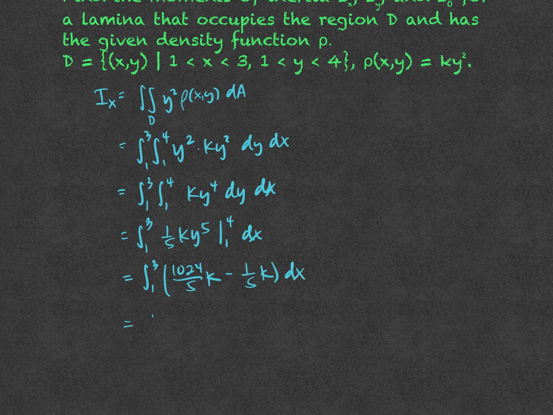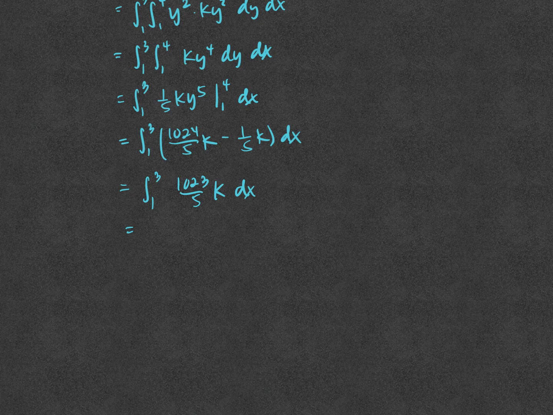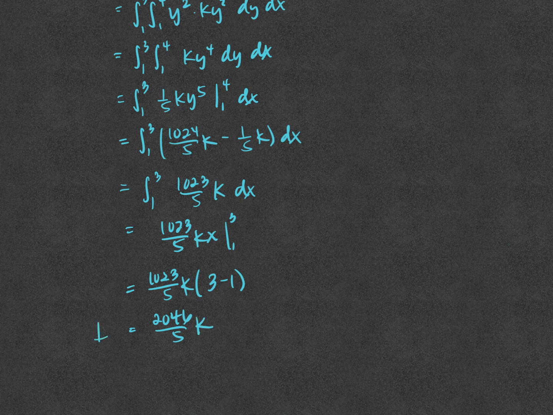So let's combine these like terms. We have the integral from 1 to 3. 1024 minus 1 is 1023 over 5 k. And now we're going to integrate with respect to x. So when we integrate with respect to x, we get 1023 over 5 kx from 1 to 3. So let's evaluate. And we have 1023 over 5 times k, parentheses 3 minus 1. So that's 2. So we get 2046 over 5 times k. That's our I sub x. That's our moment of inertia about the x-axis.